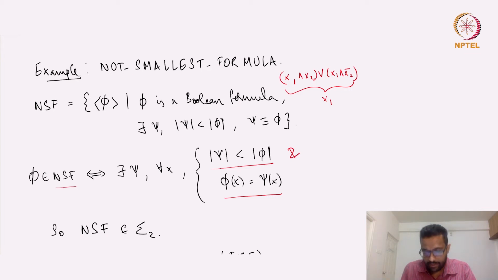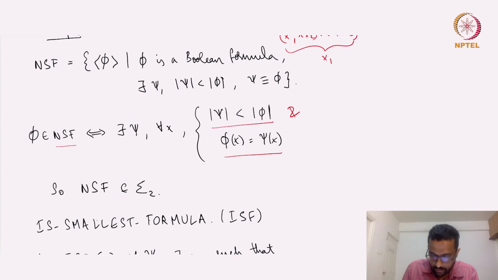So now you can see why it is in sigma2, because there exists a formula psi such that for all x these two conditions have to be satisfied, and these two conditions can be polynomially verified. Once psi is fixed, phi is fixed and x is fixed, this is very easy to check. You can evaluate phi and psi at x and check whether they are equal. For a fixed psi, phi and x, it's easy to check. So it's a polynomial verifier, and this implies that not smallest formula is in sigma2.